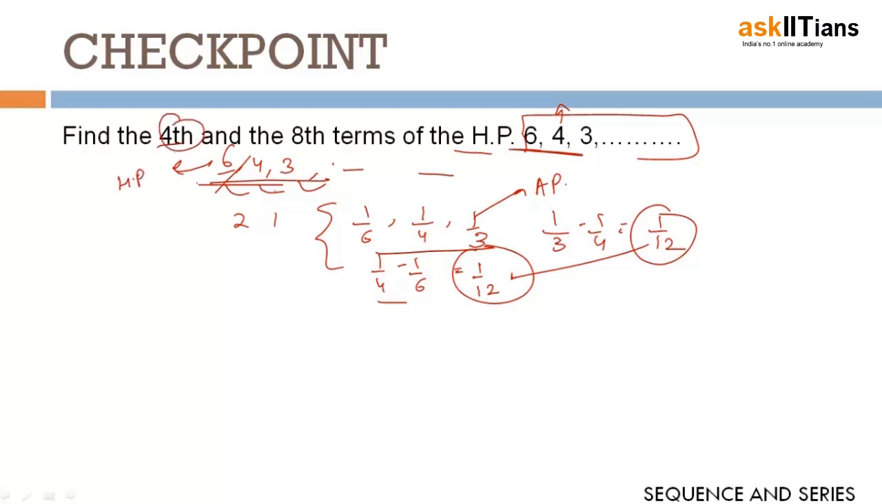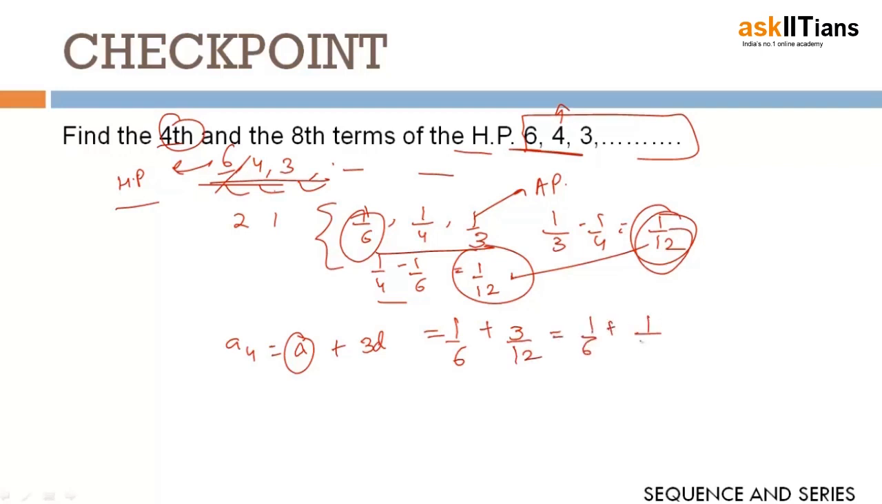Now for finding the fourth term of the HP, you will find the fourth term of the AP. So this will be a plus 3d. What was your a for the AP? This will be 1 by 6. What was your d? 1 by 12. So it will be 3 by 12. So this will give you 1 by 6 plus 1 by 4.